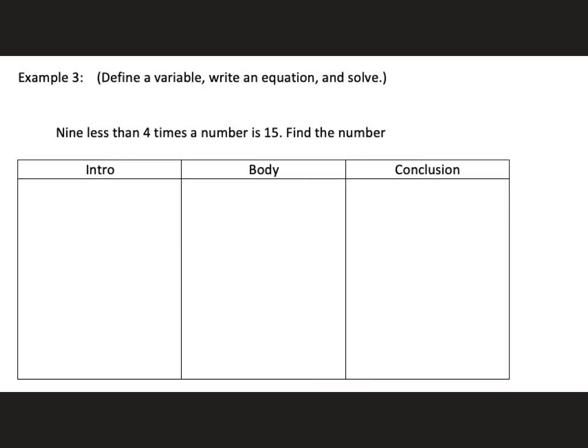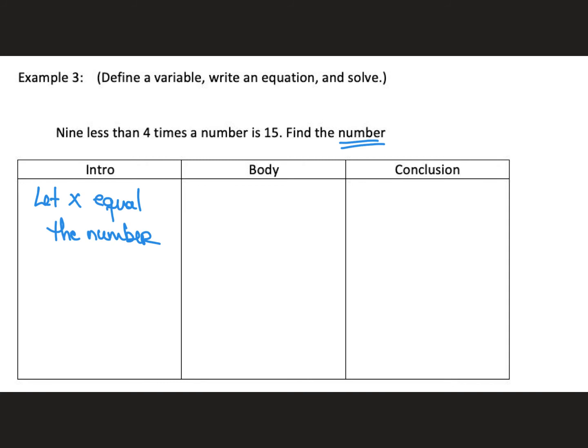All right, here is example number 3. Let's read the sentence. 9 less than 4 times a number is 15. Find the number. So again, we need to define our variable. And we'll say let x equal the number. Okay, and then we're going to translate this sentence.